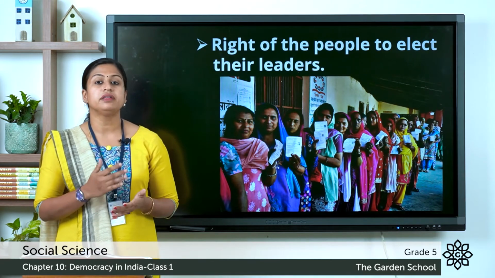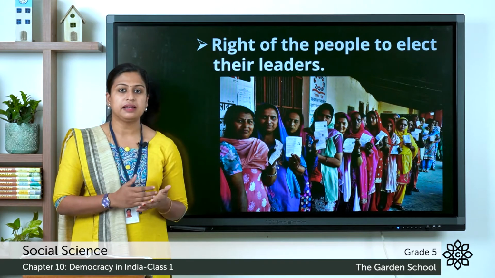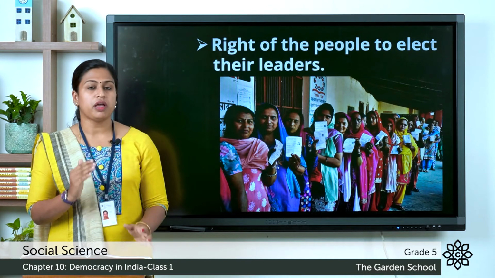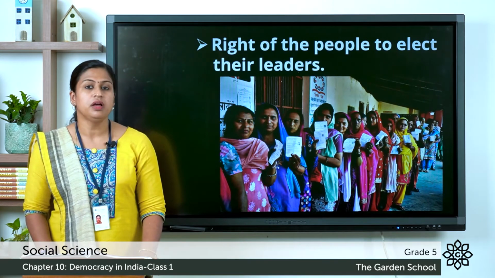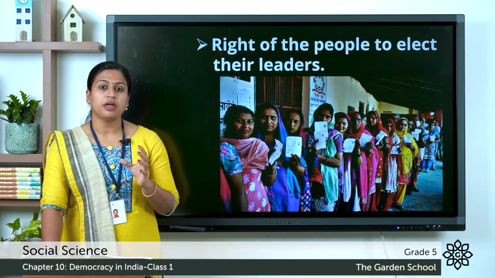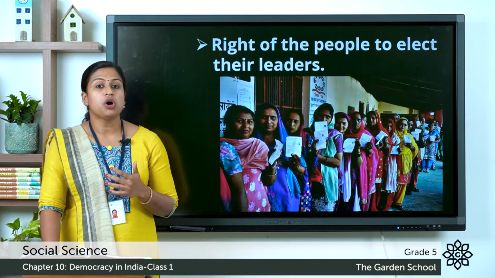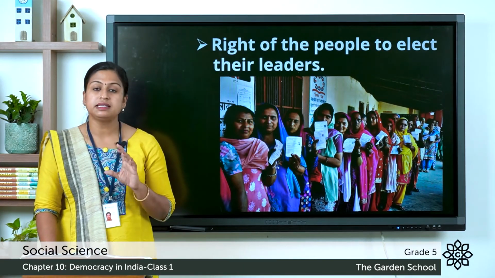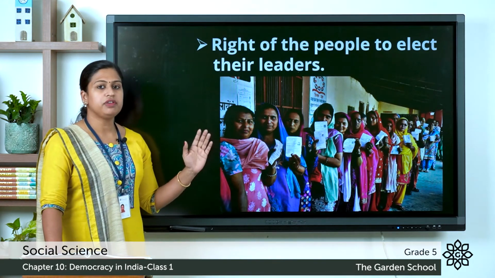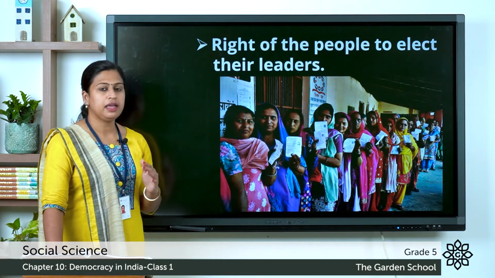Now, there is a rule in India that all citizens who are 18 years or above have the right to vote. This is known as universal adult suffrage. So, all the citizens who are 18 years or above have the right to elect their own representatives, who form the government and make the laws for the country. The government makes sure while making the law that the basic needs of the people are taken care of. So, this is one of the features of a democratic country, that is, the right of the people to elect their leaders.